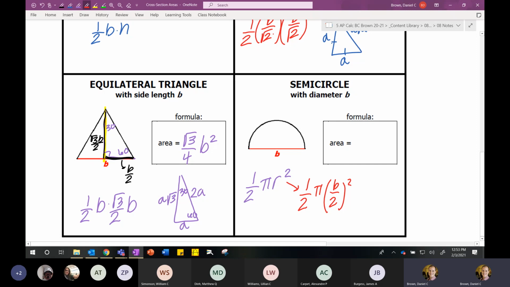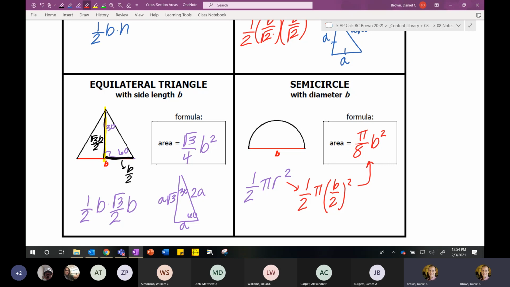Simplifying that, this is one that I definitely recommend memorizing because it does show up a whole lot. The area of the semicircle, essentially in terms of its diameter: we have 1/2 times 1/4, so we have over 8. There's a pi involved, and then B squared. That will be the formula of a semicircle in terms of its side B.